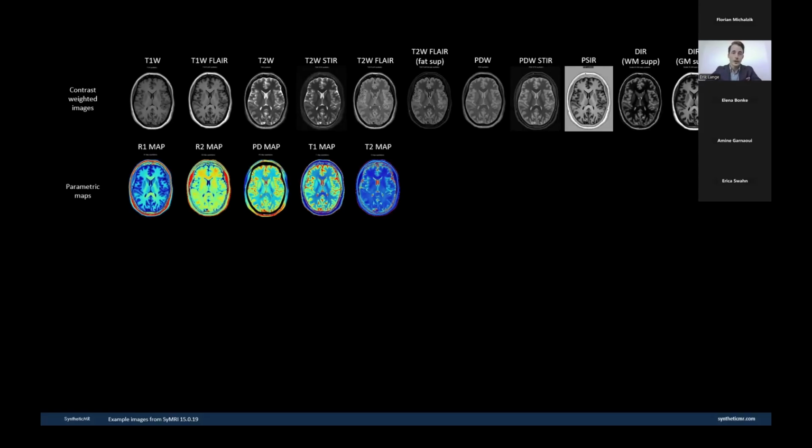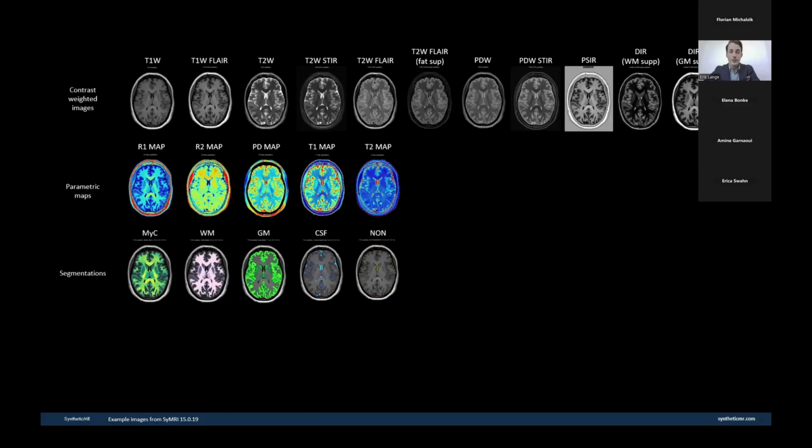Then we have the quantitative maps, like the T1 and T2 relaxation time and proton density, or their inverse, the R1 and R2 map. And these represent the absolute tissue properties of the brain in terms of relaxation time. So every voxel has a number attached to it in milliseconds that can be measured and will be very similar across scanners and field strengths.